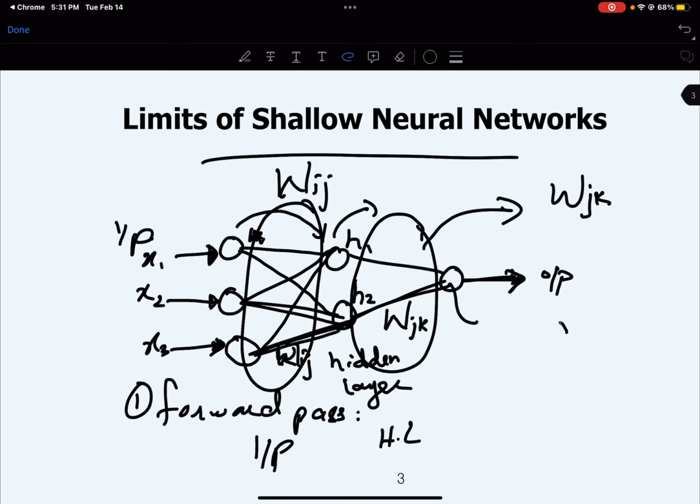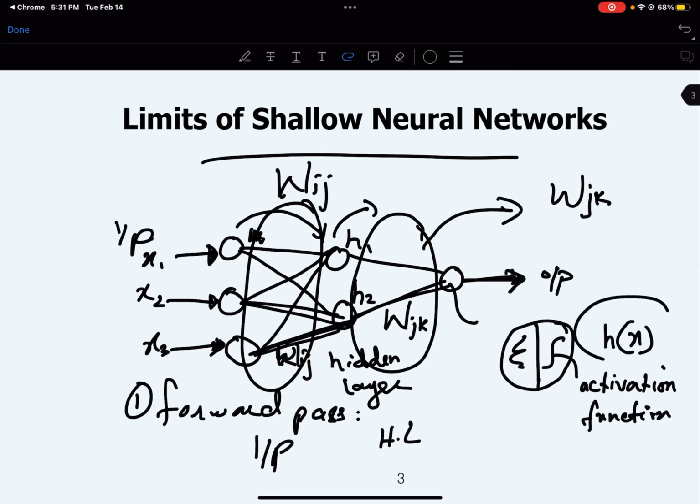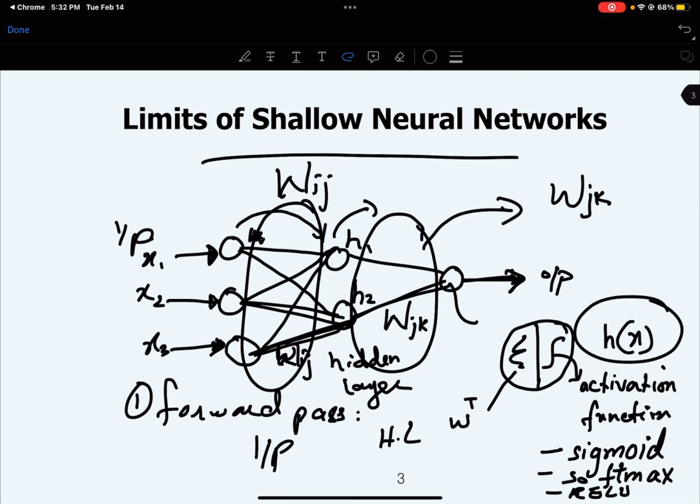Each of these nodes has two components. First is your summation part, and the next is your activation. The activation function transforms the sum, like the classifiers we studied before. One was the sigmoid function. We can use sigmoid, softmax, ReLU, or other activation functions. The sum is basically the weight transpose multiplied by x, and this is how it is represented for a hidden node. So within each node, the first part is summation and the second is activation.